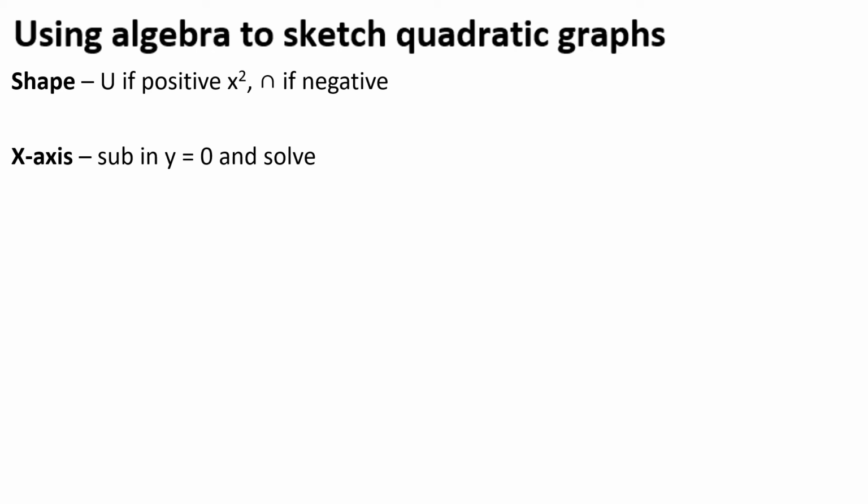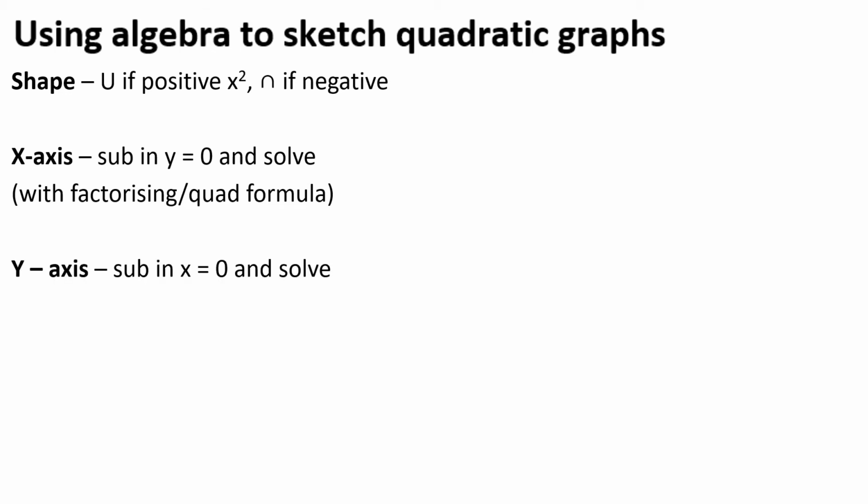Second thing we'd want to know is where does this graph cross the x-axis, and the way we find where we cross the x-axis is to sub in y equals 0. I think this came up in the straight line graph stuff as well. Now, to solve it, we're going to need to use a technique, either factorizing or quadratic formula, but we'll come to that in the example. Thirdly, we want to know where it crosses the y-axis, and to get this we sub in x is 0, and we can also read it off from the end of the equation as well.